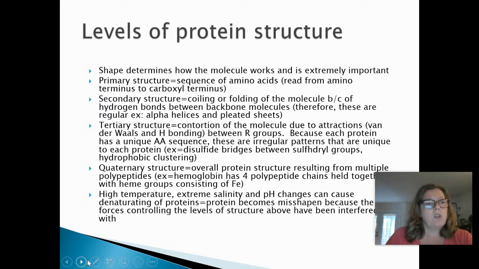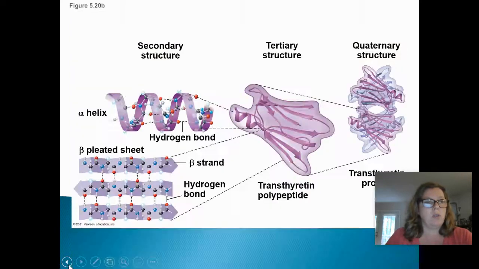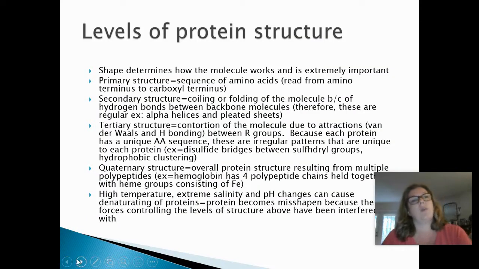So let's look at tertiary structure. This really is a summary of all the types. Here's the primary. The secondary structure and tertiary are based on the regular and irregular folding patterns. So here's tertiary really. You see this particular normal hemoglobin beta subunit looks like this. This is what the sickle cell beta subunit looks like. It's this weird contorted shape that you're seeing. That's really the tertiary structure of the protein.